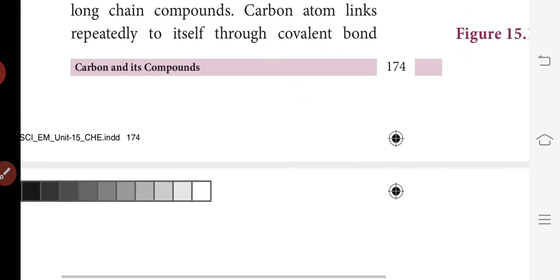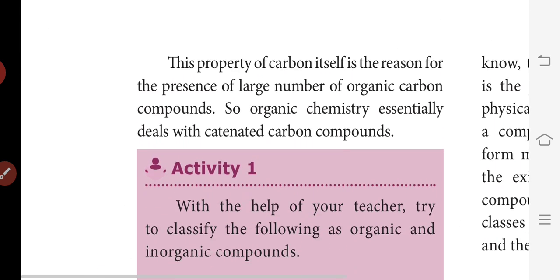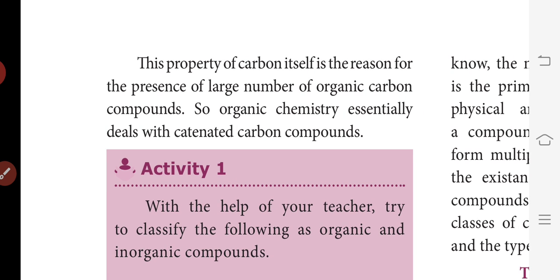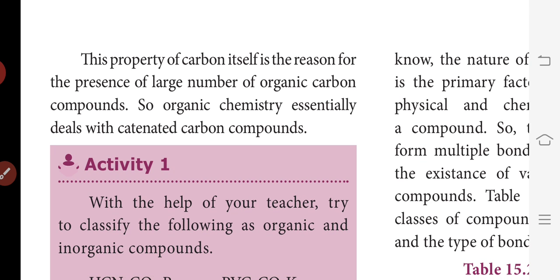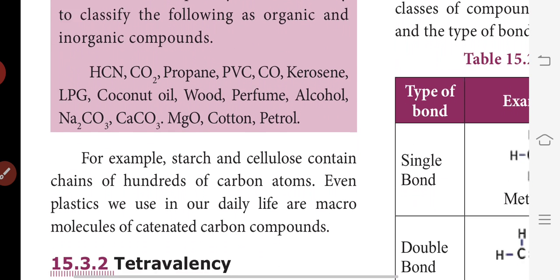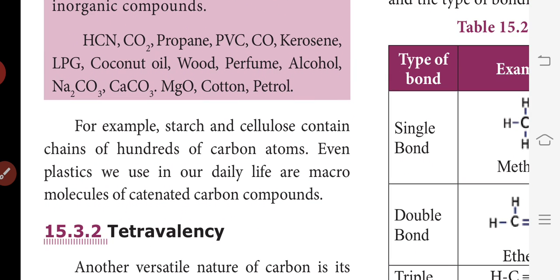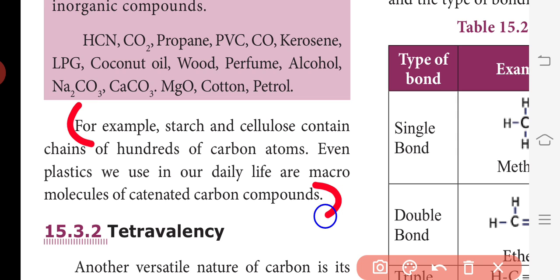So this property of carbon is the reason for the presence of a large number of organic carbon compounds. So organic chemistry essentially deals with catenated carbon compounds. For example, starch and cellulose contain chains of hundreds of carbon atoms. So this is an important one. Even plastics we use in our daily life are macromolecules of catenated carbon atoms. So give me examples for catenated carbon compounds. The answer is this: starch and cellulose contain chains of hundreds of carbon atoms. Even plastics we use in our daily life are macromolecules of catenated carbon compounds.